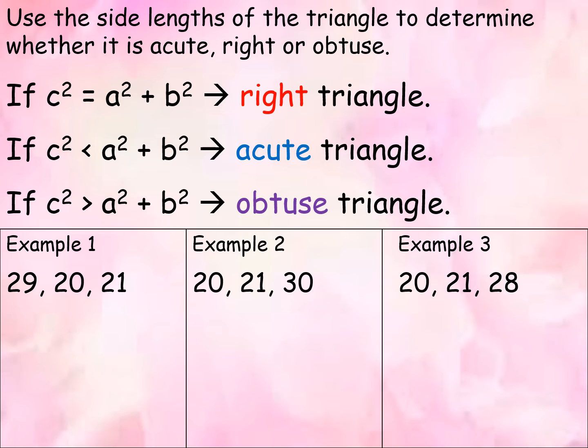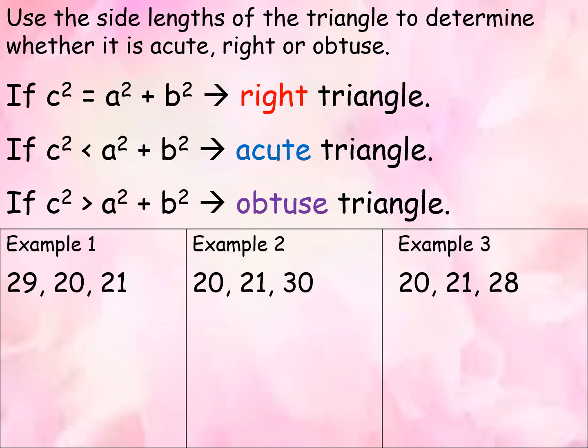So let us use the side lengths of a triangle to determine whether it is acute, right, or obtuse. Remember that if c squared is equal to a squared plus b squared, then the triangle is a right triangle. While if c squared is less than a squared plus b squared, then the triangle is an acute triangle. While if c squared is greater than a squared plus b squared, then the triangle is an obtuse triangle.